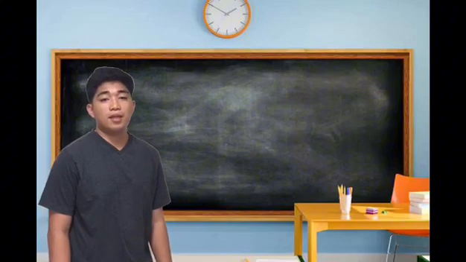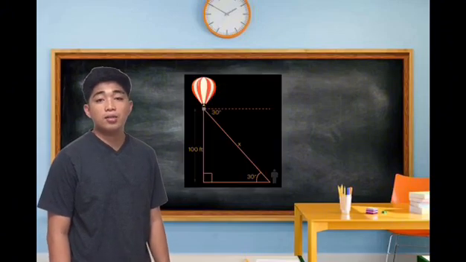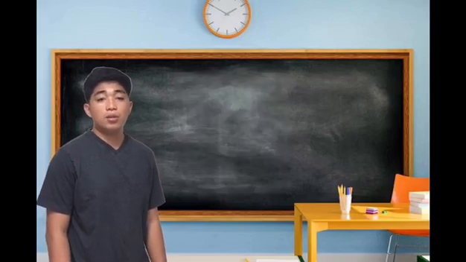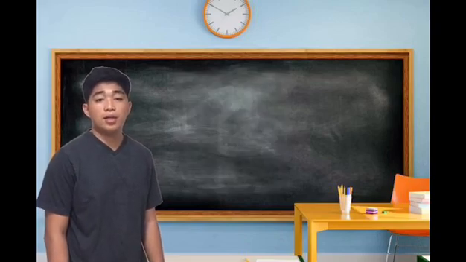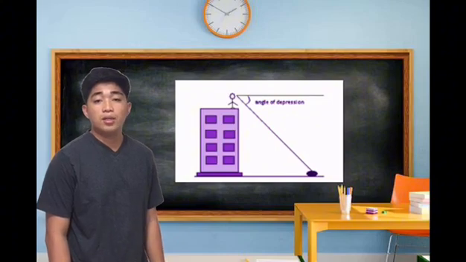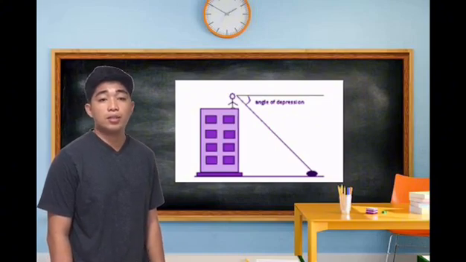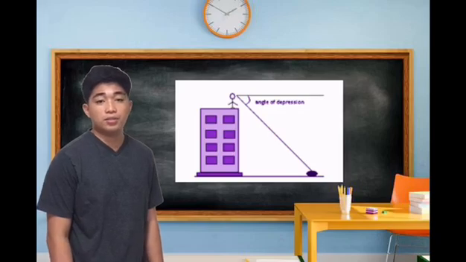When you look up at something like a balloon, the angle your eyes make from looking straight ahead to looking up is called the angle of elevation. When you look down, like from a tree house to your dog waiting below, the angle your eyes make going down from the horizontal is called the angle of depression.